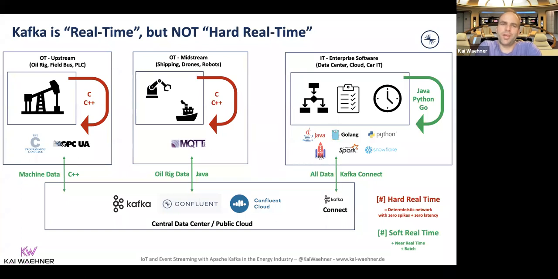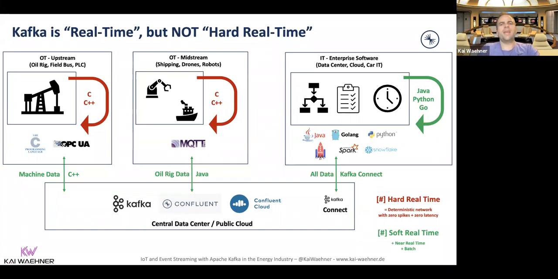What you cannot do with Kafka is build embedded systems. Like if you want to implement a robot or technology for your oil rig, where it's really about the hardware and the machines. That's embedded systems. That's like a PLC, a field bus, that's C or C++, for example. So that's other embedded technologies. And this is really hard real time with deterministic network behavior with zero spikes. And that's not Kafka, that's not Java, that's not these technologies, right?